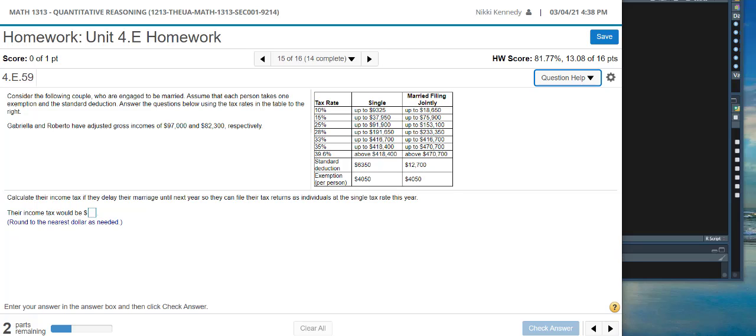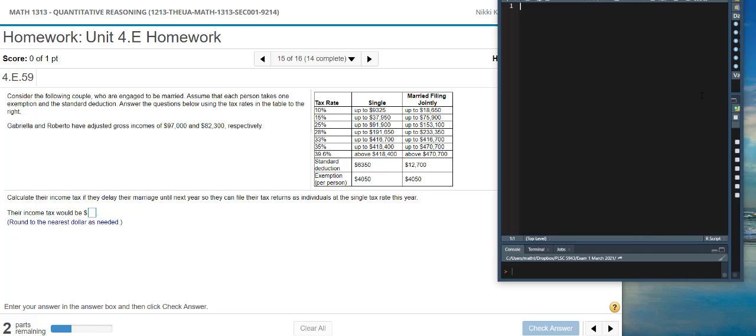When you look at the chart, we're going to calculate taxes then for Gabriella and Roberto if they remain single, and also compare that to if they had married. So I'm going to show you how some of those calculations work. Please pause this or fast forward as you need to, since it is somewhat difficult to type on the slide or to write on the slide. I'm going to show you the calculations over here.